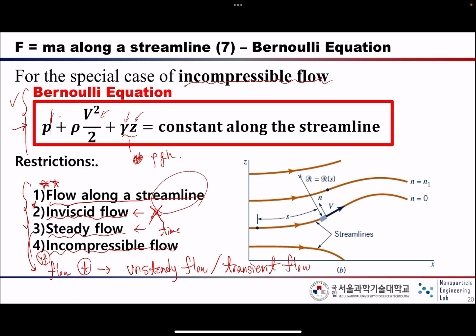For incompressible flow at the undergraduate level, we can just assume that the density is constant. For compressible flow, we usually say the flow speed is larger than Mach number 0.3. In that case, we should not assume that the flow is incompressible.